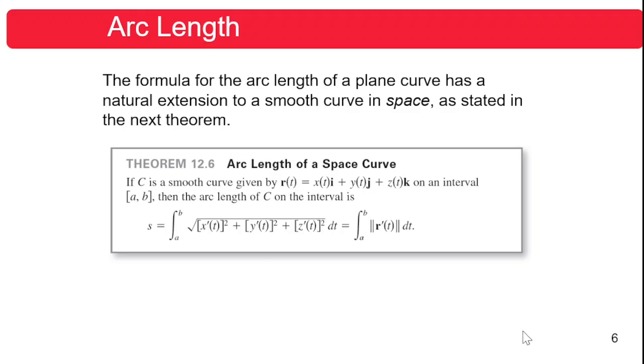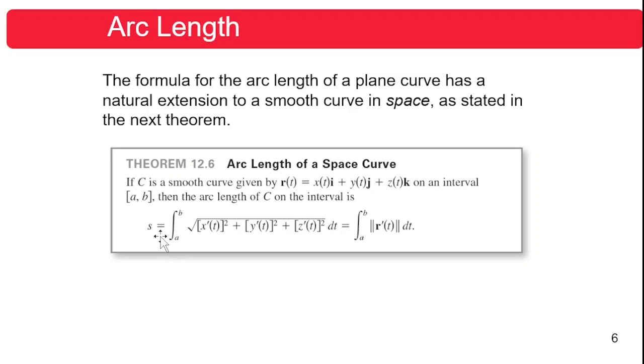What is arc length? The formula for the arc length of a plane curve has a natural extension to a smooth curve in space, as stated in the next theorem. According to this theorem, if C is a smooth curve given by the vector valued function r of t, which is equal to x of t i plus y of t j plus z of t k on a closed interval [a, b], then the arc length of the curve C on that interval is defined using this equation.